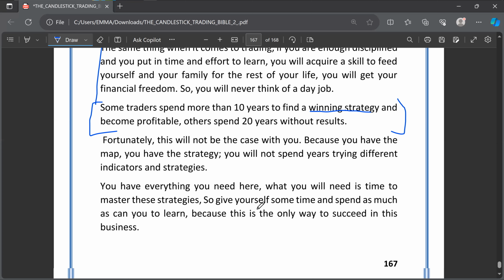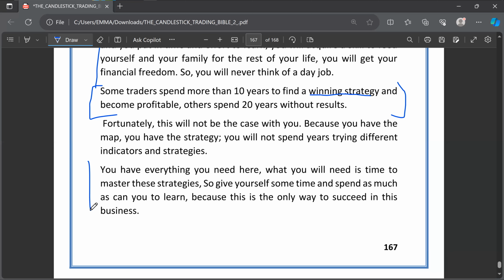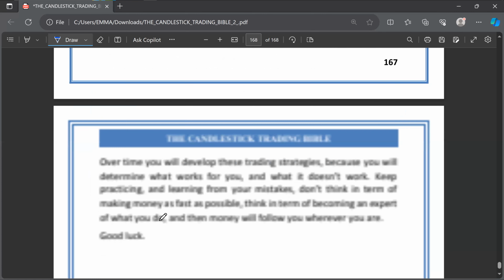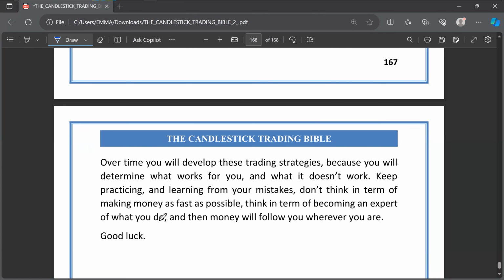Now, so let's see. You have everything you need here. What you will need is time to master these strategies. So give yourself some time and spend as much as you can to learn, because this is the only way to succeed in this business. Now, over time, you will develop these trading strategies yourself. I'll teach you, I'll guide you, because you will determine what works for you and what doesn't work for you. I won't give you my strategy, because my strategy may not work for you.